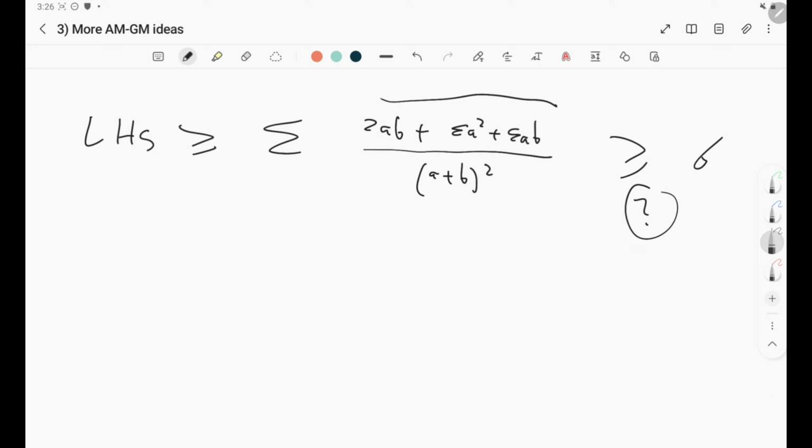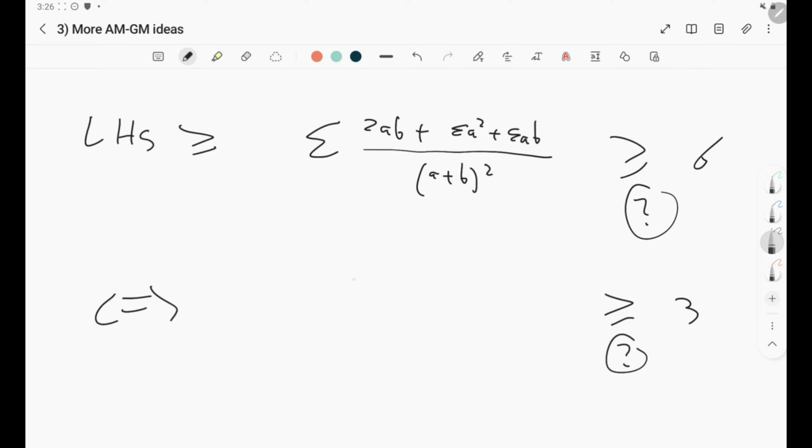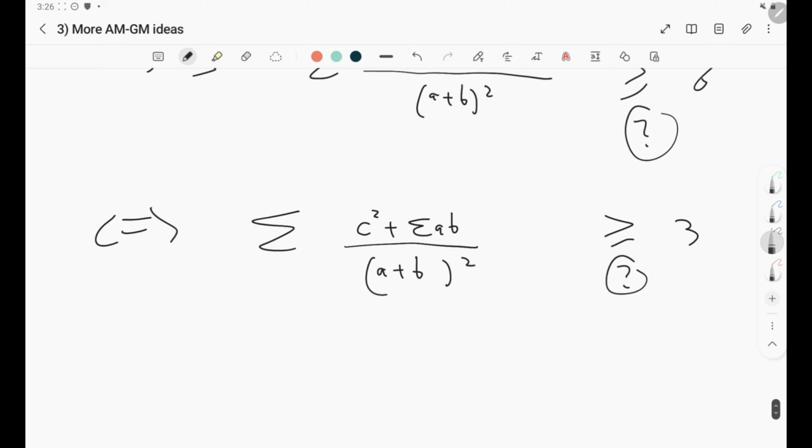Of course, you need to do some algebra here. Clearly, you can cancel some stuff. So here you have (a+b)^2. Here you have 2ab. So you can take an a squared plus b squared from here and cancel that. So we'll get 1 outside. Actually, 3 ones. So this is the same as 3 here. And here, what do we have now? Sigma c squared plus sigma ab over (a+b)^2. So now we just need to show this inequality.